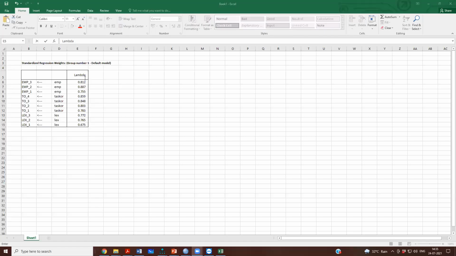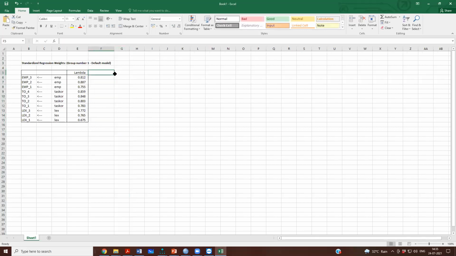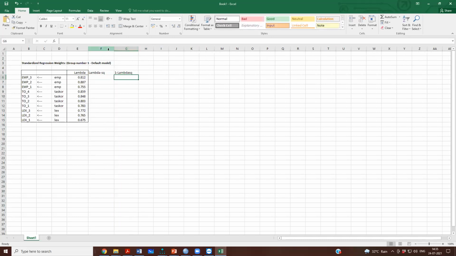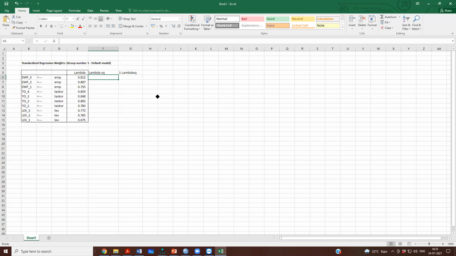I told you that this is the lambda, the loadings that we have computed. And we will now start working on this sheet. So we want to compute lambda square. So we have lambda, we will compute lambda square, and then we will also compute 1 minus lambda square. Okay, so we have now got lambda square and 1 minus lambda square.